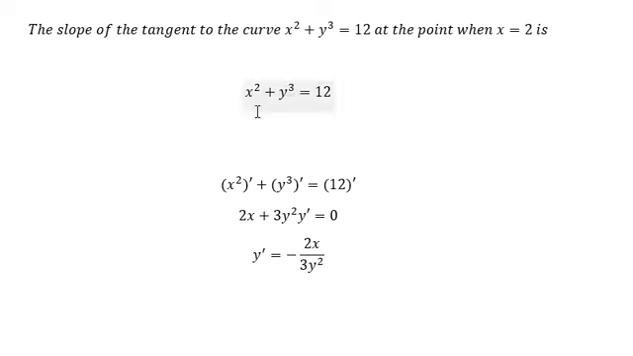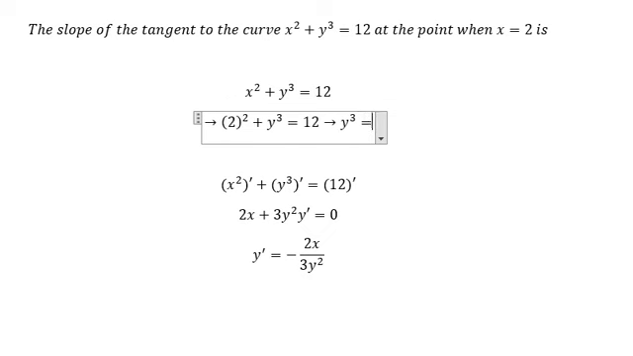So we put the number 2 in here, and we have 2 squared plus y to the power of 3 equals 12. So I will move 2 squared to the right, and we get 12 minus 4, because 2 squared is 4. This one, you get 8.